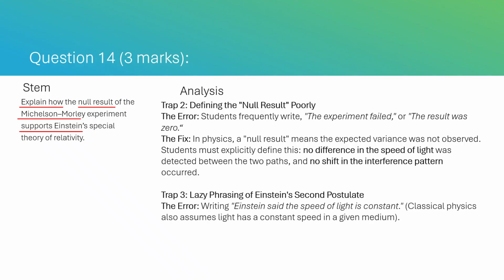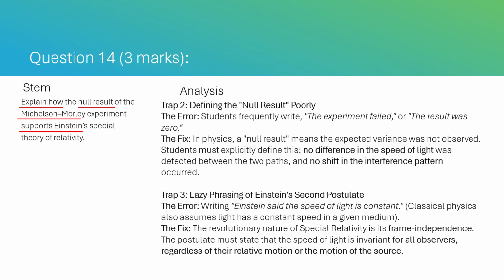Trap 3. Lazy phrasing of Einstein's second postulate. The error: writing, Einstein said the speed of light is constant. Classical physics also assumes light has a constant speed in a given medium. The fix: the revolutionary nature of special relativity is its frame independence. The postulate must state that the speed of light is invariant for all observers, regardless of their relative motion, or the motion of the source.